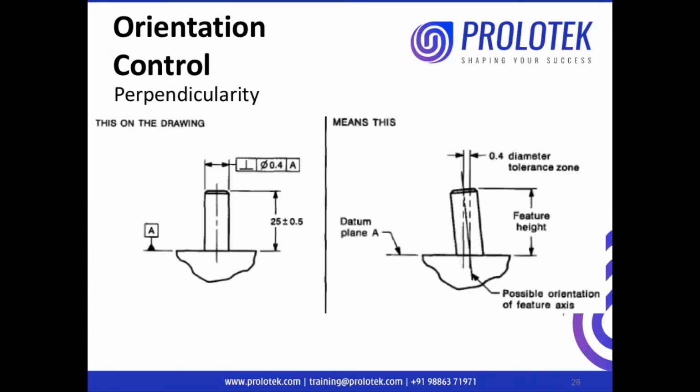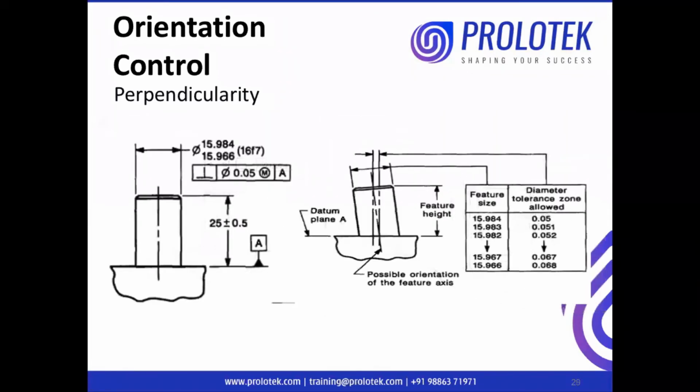This is an example of controlling the axis with reference to a datum, and again here it is 90 degrees, so it is perpendicularity. Whenever we give orientation controls to an axis, then we can use these modifiers to get more advantage. That means this geometrical tolerance value can vary, change depending upon the size of this particular part.